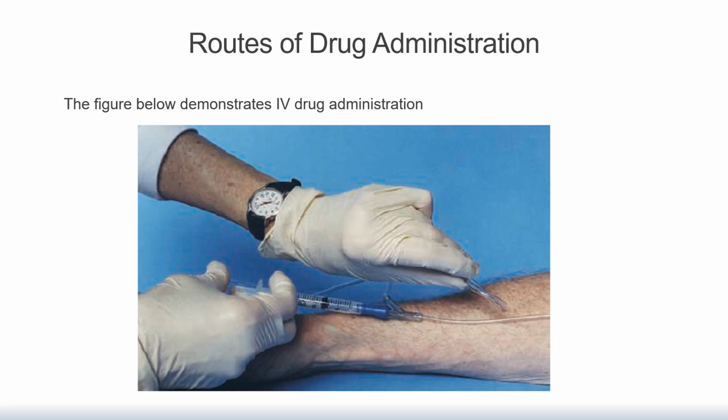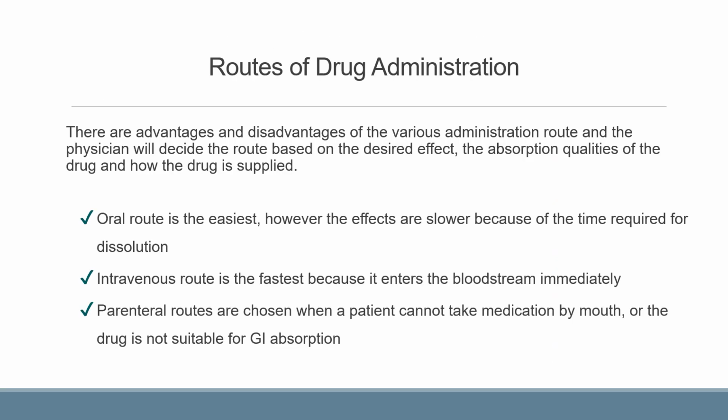Routes of drug administration. So we talked about this in the previous lecture, but there are advantages and disadvantages of various administration routes, and the physician will decide the route that's best based on the desired effect, the absorption quality of the drug, and how the drug is supplied. So oral route is generally the easiest. However, the effects are slower because of the time required for it to dissolve and go through the GI tract. Intravenous route is, of course, the fastest because it enters the bloodstream immediately, but obviously not available to people in their homes for the most part.